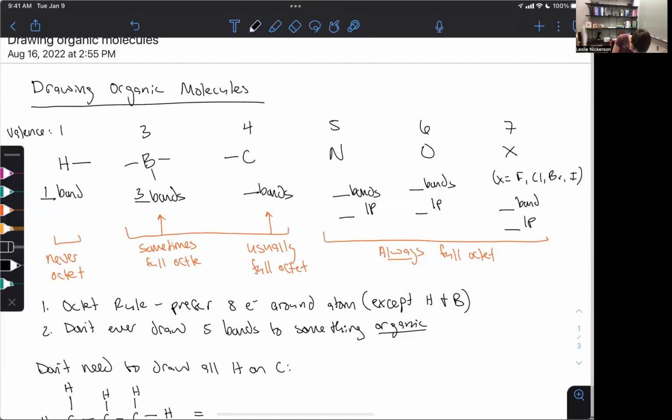So if carbon has 4 bonds, then I've got a full 8 electrons around that carbon. Everybody is happy, okay? Carbon likes to make 4 bonds from those 4 valence electrons.